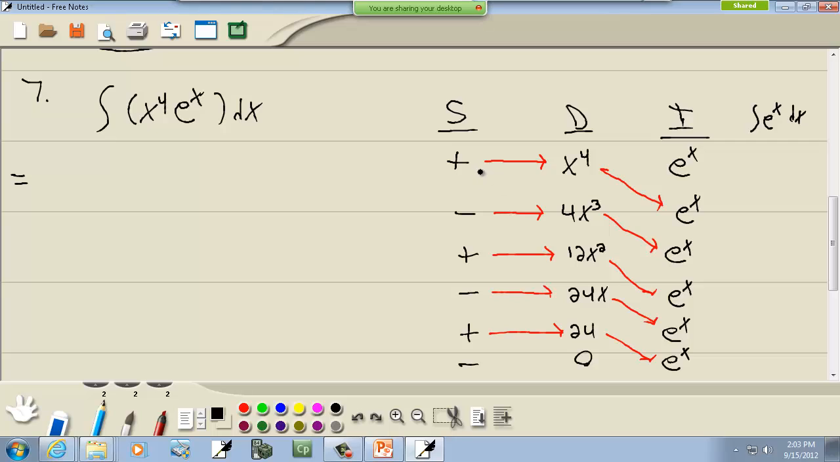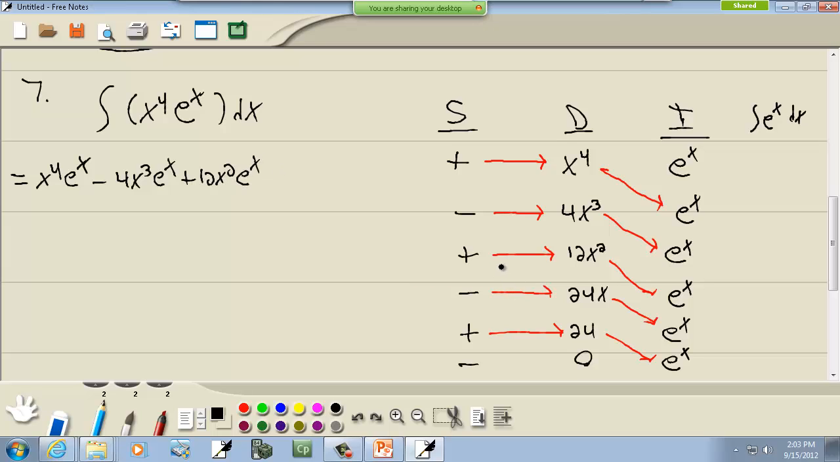First one here, we got a positive x to the fourth, e to the x. Now the next one's a negative 4x to the third, e to the x. So negative 4x to the third, e to the x. And then a positive 12x squared, e to the x.